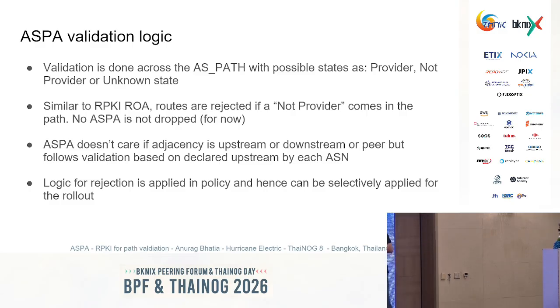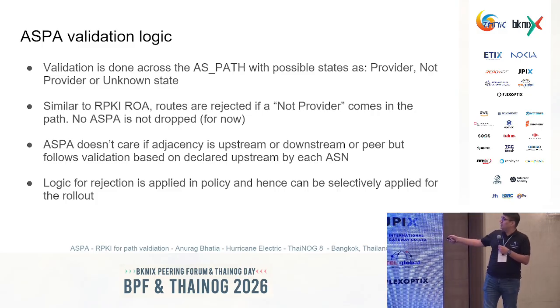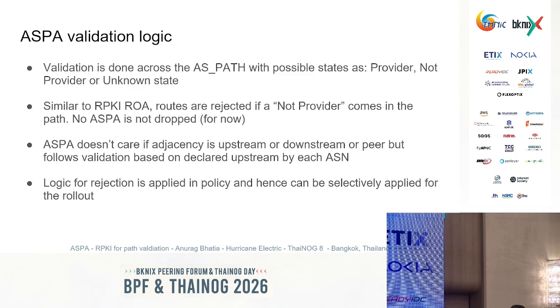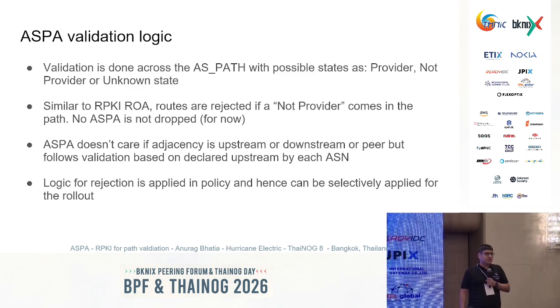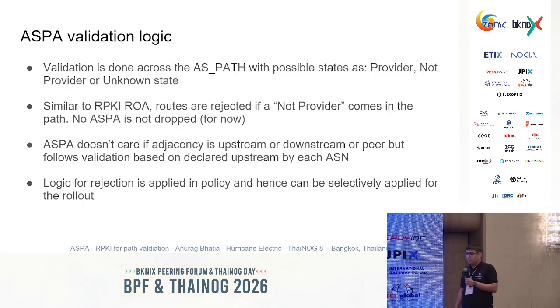Similar to RPKI ROA, it is typically expected for not provider routes to be dropped, but routes in the unknown state will not be dropped, because it will still take a while, a few years at least, for the deployment to go through. Logic for rejection can be applied in the policy, so it can be selective. Just like RPKI ROV, networks are expected to roll out validation based on specific criteria. They can start rejecting ASPA invalids coming from downstream, followed by peers, and then followed by upstream, and so on. It's essentially a knob in the policy.